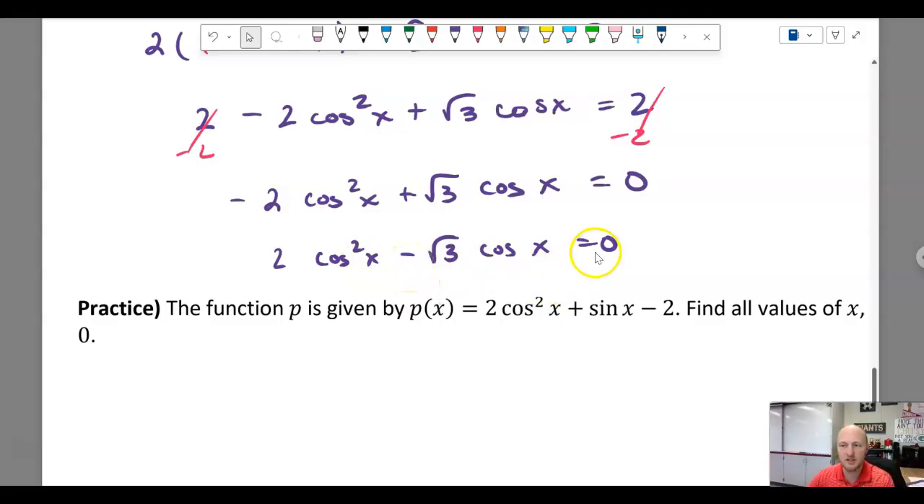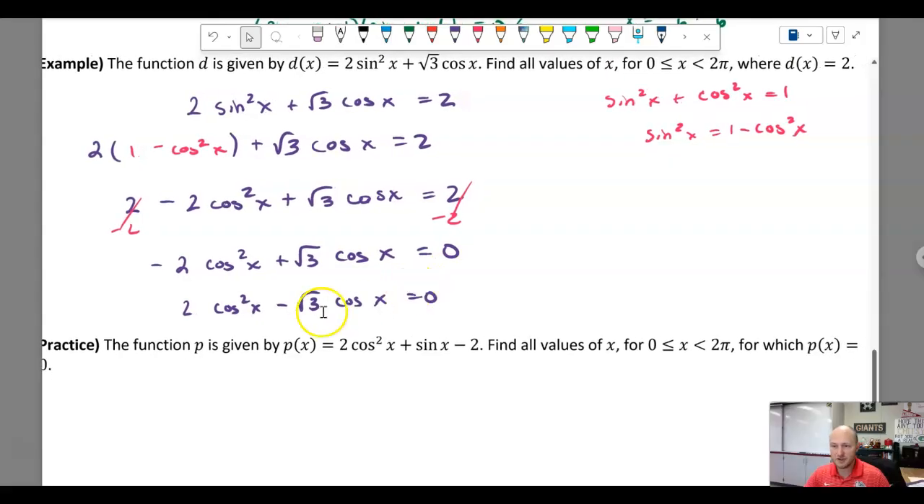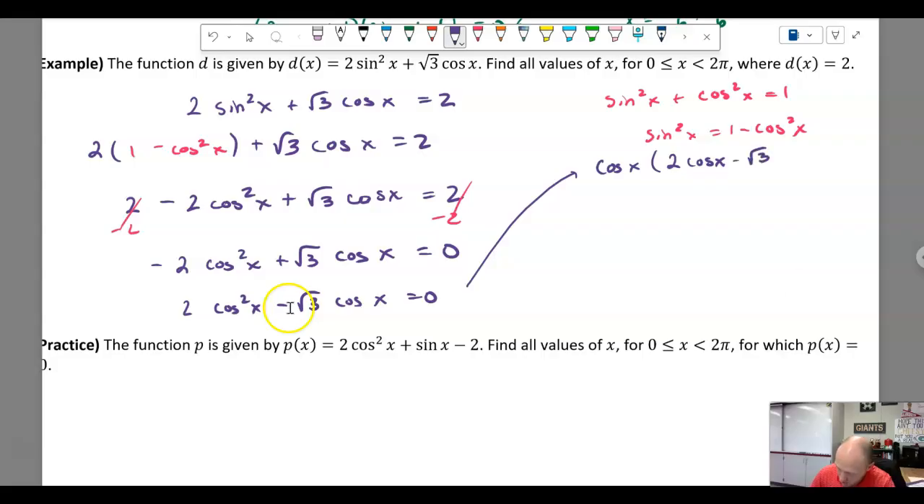I don't have a constant term here. So when you don't have a constant term, your factoring is going to be GCF, a greatest common factor. And what they have in common is a cosine. So I'm going to go ahead and factor out a cosine of x, and that leaves behind 2 cosine of x minus a square root of 3 is equal to 0. So 2 possible solutions, cosine of x equals 0, and that's going to happen at 2 locations, North Pole and South Pole in the unit circle.